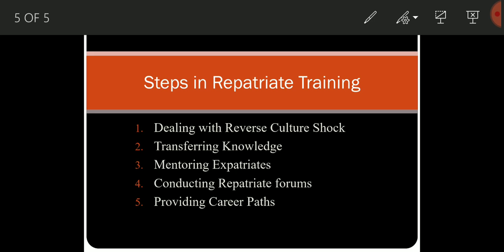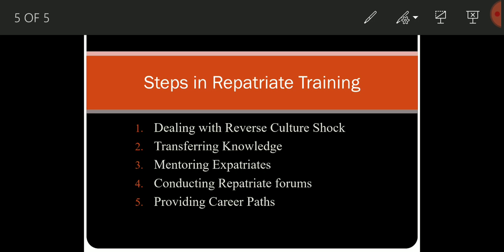The second one is transferring knowledge. Sound repatriate training should include time for the repatriates to discuss how to transfer the knowledge he or she has learned. Here the firm should give repatriates an opportunity to transfer the knowledge they have learned from the international business. This transfer of knowledge will take place during special projects, during a meeting with the boss, or during a special meeting of their team. That is called transferring knowledge.